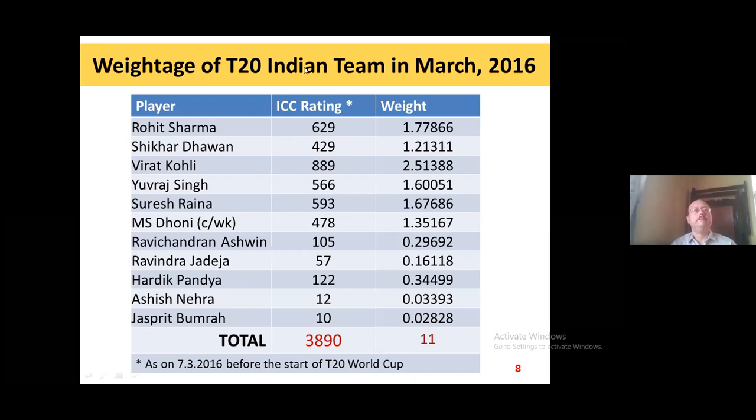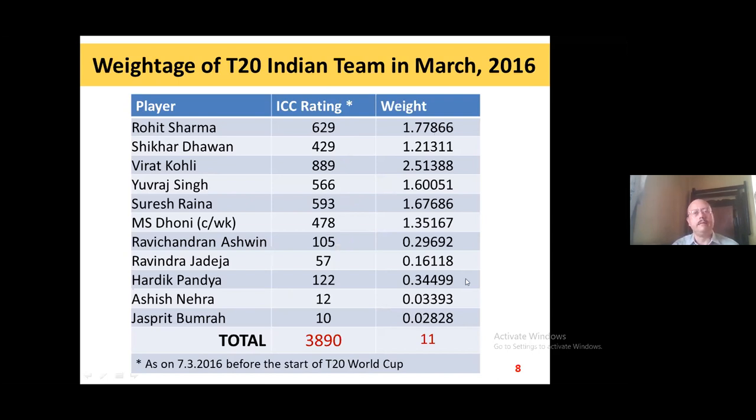Suppose I'm looking at the Indian T20 team in March 2016. The players in the team are listed here. How do I understand the weightage of these players with respect to the team? Suppose I only look at their ICC rating for batting performance. So this is the ICC rating as on 7th March before the start of the T20 World Cup. So I use this rating as the indicator of the importance of each player in terms of batting.